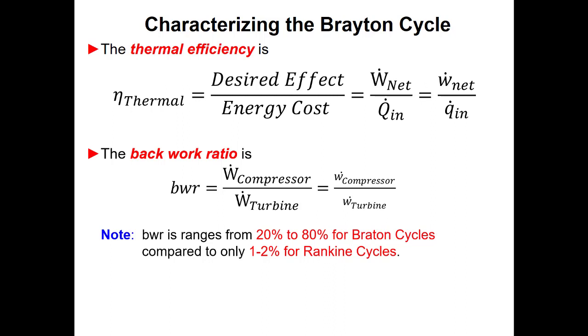So you've got to sort of pick your poison, right? No process is perfect. These Brayton cycles tend to have high back work ratios, but they can still have high thermal efficiencies because they don't have to condense that working fluid.